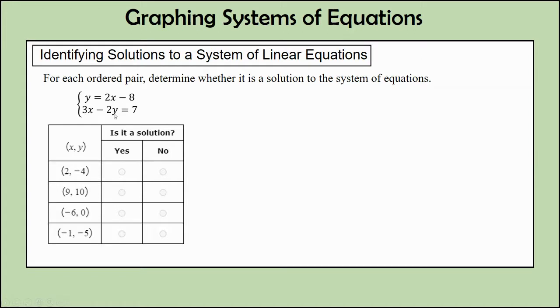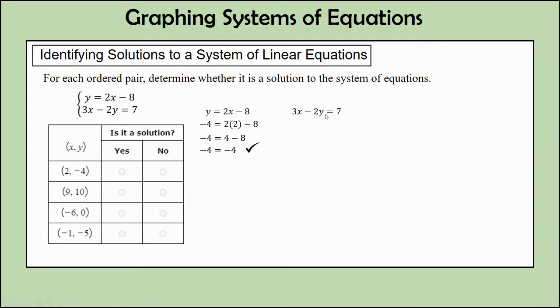To test this, rather than graph it and look at all these, we would rather just use some algebra. I'm going to take both of the equations from my system and substitute in the values of x and y to see if it makes them true. I'm going to do one at a time. I'm going to put -4 in place of y and 2 in place of x. When I do my calculations, I get -4 equals -4. That's a true answer, so that means (2, -4) is on the line.